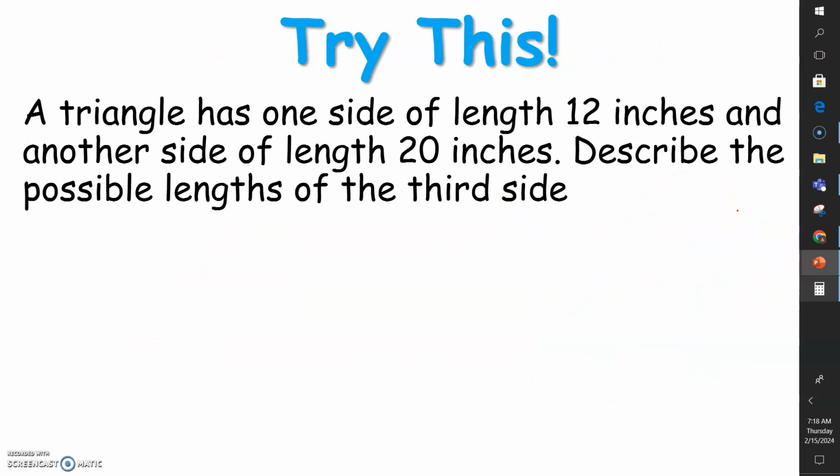Now you give it a go. A triangle has one side length 12 and another side length 20. Describe the possible lengths of the third side. Pause the video, give it a try, and then check in with Ms. Curtis once you think you have the answer.